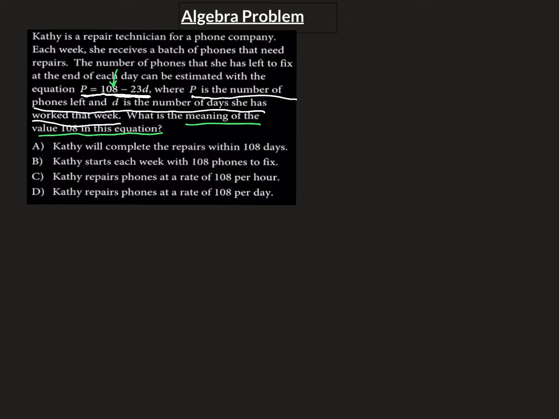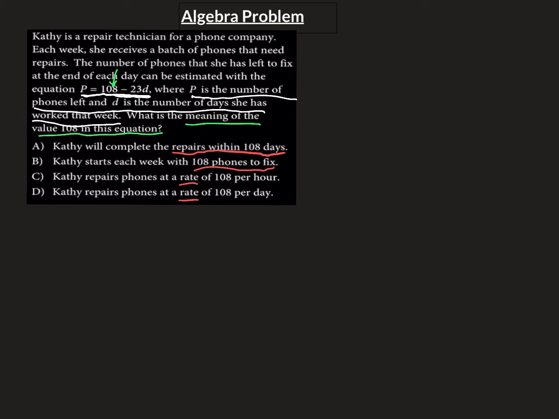So basically, let's look at our choices. Kathy will complete the repairs within 108 days. Kathy starts each week with 108 phones to fix. Kathy repairs phones at a rate of 108 per hour, and Kathy repairs phones at a rate of 108 per hour. So in our answer choices, let's underline the information that we know could be important. In choice A, repairs within 108 days. Choice B, Kathy starts each week with 108 phones to fix. And then choices C and D are similar because they refer to rate.